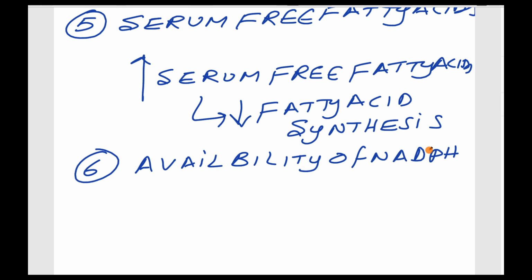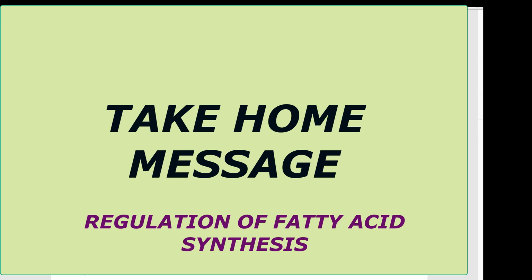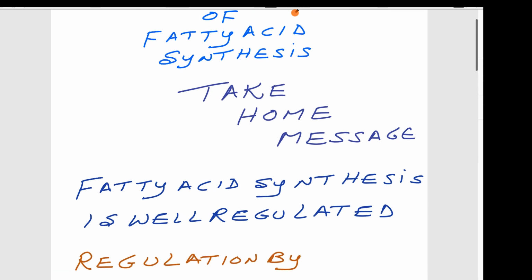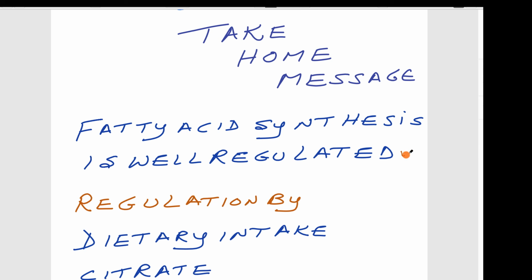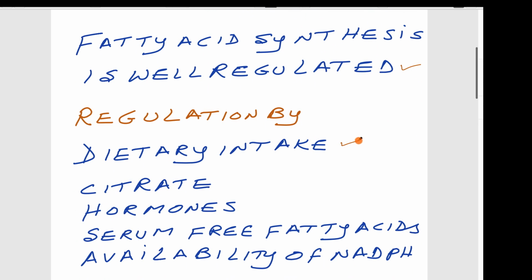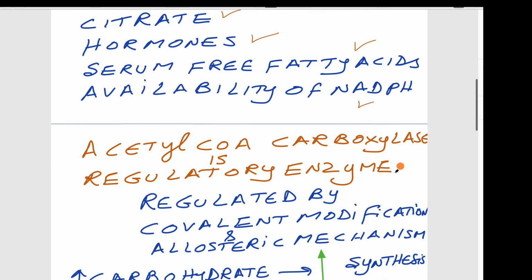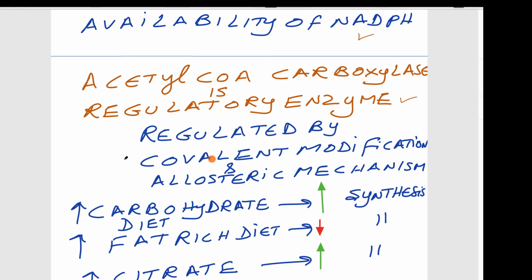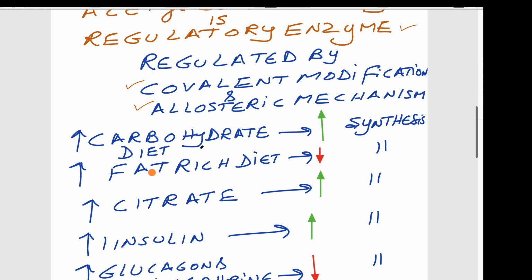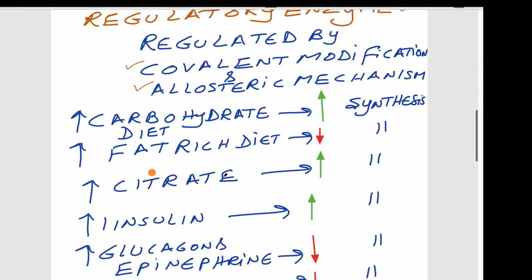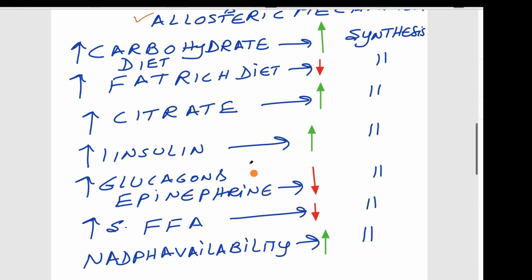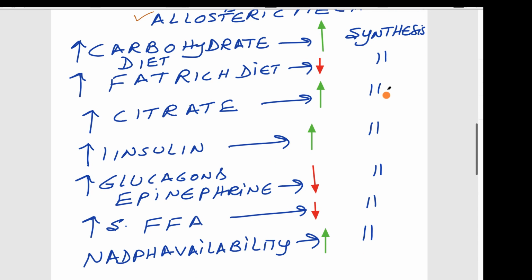This is about the regulation of fatty acid synthesis. In this session, we have discussed the regulation of fatty acid synthesis. Let us draw some important points. Fatty acid synthesis is well regulated. Regulation is by dietary intake, citrate, hormones, serum free fatty acid levels, and availability of NADPH. Acetyl coenzyme A carboxylase is a regulatory enzyme regulated by covalent modification and also by allosteric mechanism. If carbohydrate diet intake increases, synthesis will increase. A fat-rich diet decreases the synthesis. Increased citrate increases the synthesis of fatty acids.